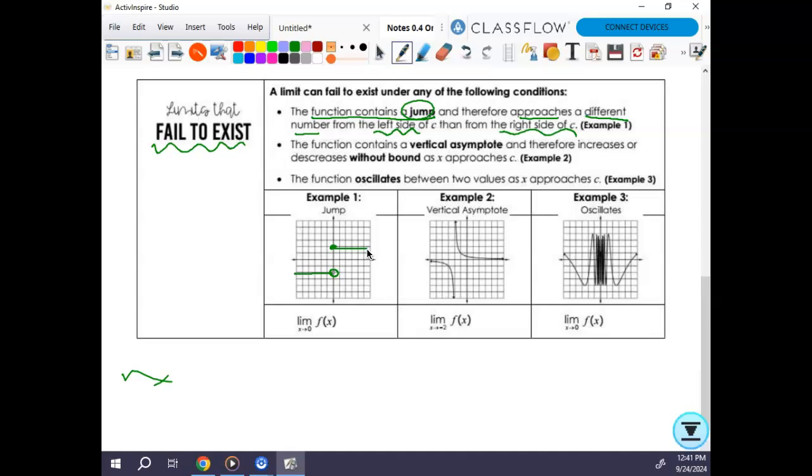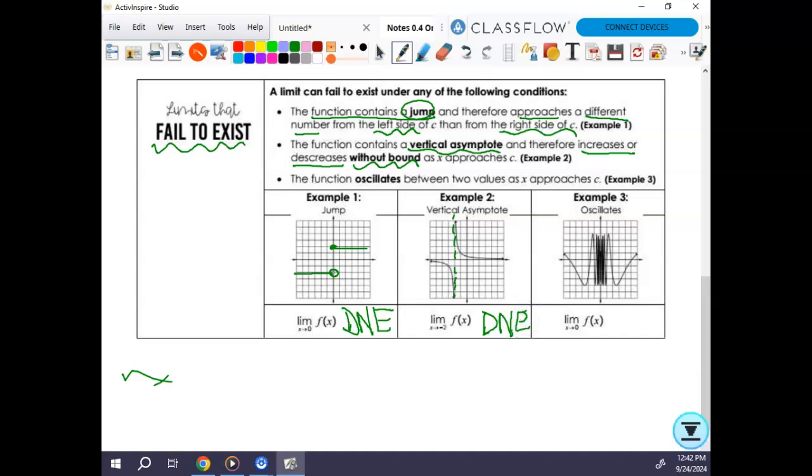So when I approach a different thing from either direction, and our paths are not going to cross there, that is when the limit does not exist. That's when your two-sided limit doesn't exist. Only the one-sided limits. The second part says the function contains a vertical asymptote and therefore increases or decreases without bound as x approaches c. So here's my asymptote at -2, and that's the limit I'm looking for as x approaches -2. Now, from the left, I'm going to -infinity. From the right, I'm going to infinity, so the limit does not exist.